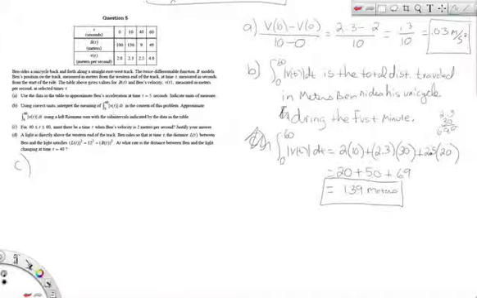Alright, part C. From 40 to 60, must there be a time when Ben's velocity is 2 meters per second? Justify your answer. So, Ben's velocity. So we're focusing on velocity. So I'm going to do the mean value theorem. I'm going to find v of 60 minus v of 40 over 60 minus 40. So it's going to be 4.6 minus 2.5 over 60. Alright, hold on a second. It's 2 meters per second.